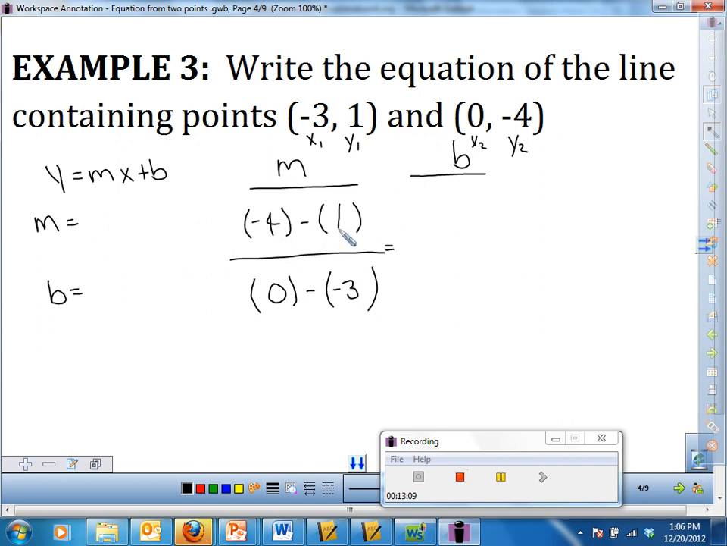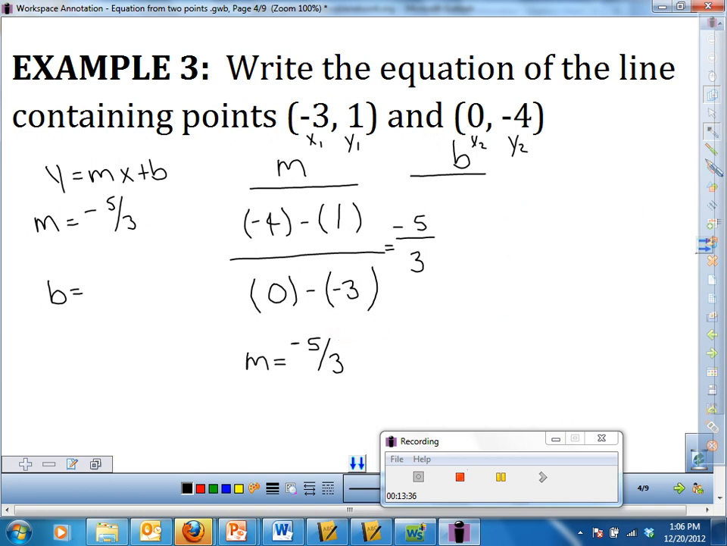Negative 4 minus 1 gives me a negative 5. 0 minus negative 3 gives me a positive 3. And I'm going to check on my calculator if that simplifies or reduces, and I'm going to see that it doesn't. So I'm going to write my slope as negative 5 over 3. And I'm also going to write that here so that I have it down in both spots and I can see what happens as I go.